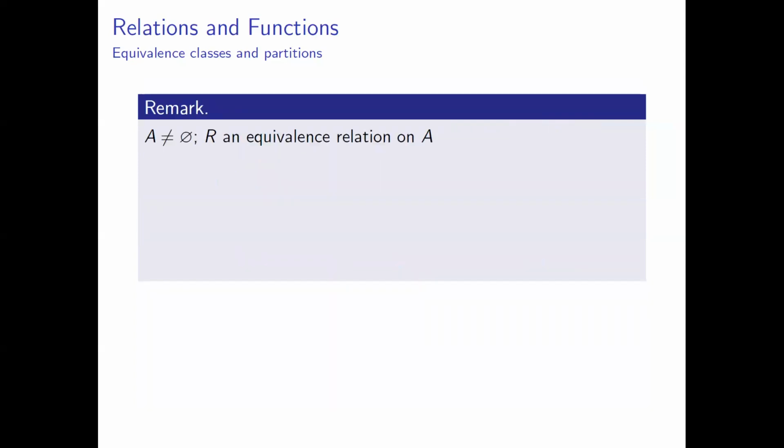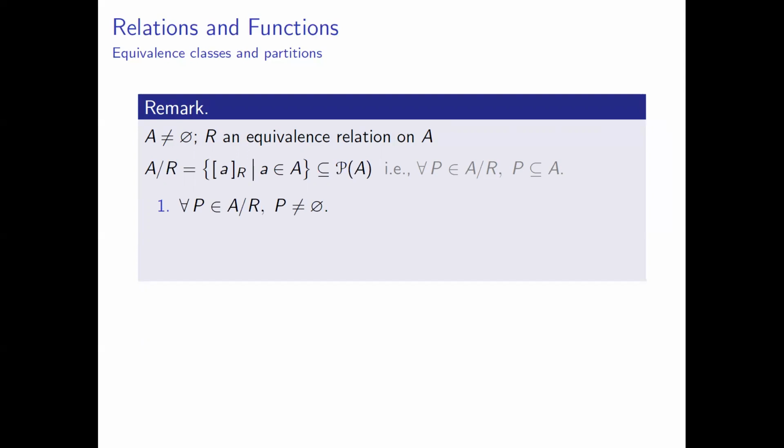Observe that for any equivalence relation R on a non-empty set A, A modulo R is a subset of the power set of A. That is, A modulo R consists of subsets of A. Furthermore, the following are satisfied. For any P in A modulo R, P is non-empty. This follows from the fact that R is reflexive on A, so each element small a is equivalent to itself. Hence, each element small a is an element of its own equivalence class.